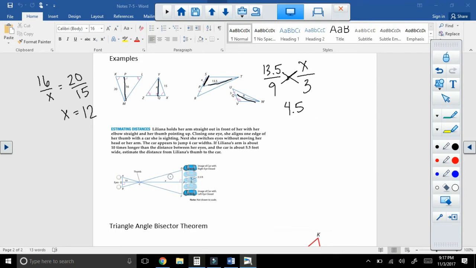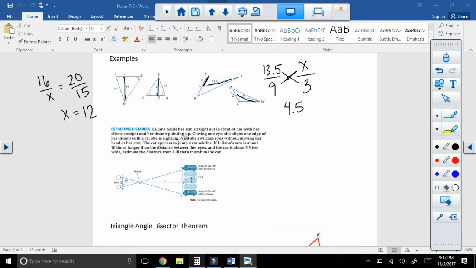For this one here, I'm going to go through and read this. The picture may not be drawn for you, so I want to read through it and then show you how we could draw this picture if you in fact had to. So it says here, Leanna's holding her arm straight out in front of her with her elbow straight and her thumb pointed up. And you guys could try this on your own right now.